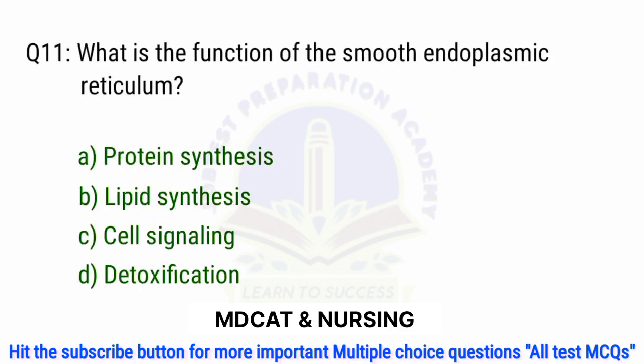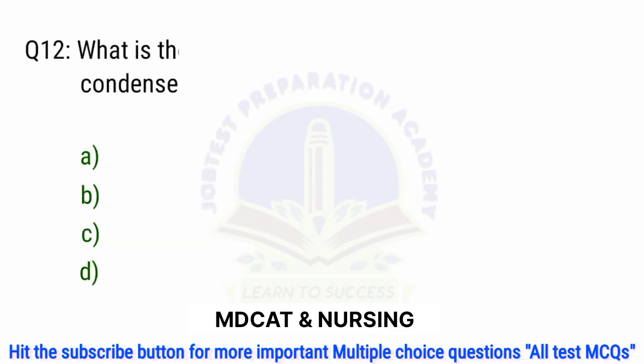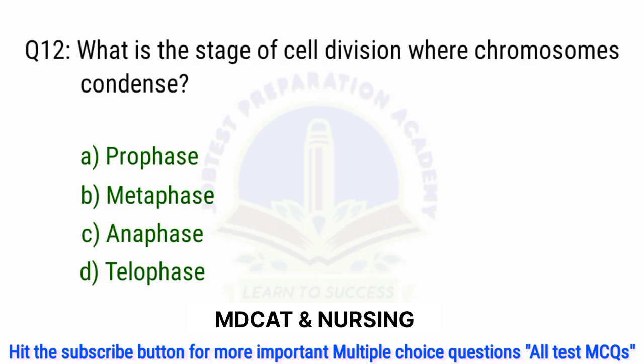Question number 11. What is the function of the smooth endoplasmic reticulum? The right answer is option B, lipid synthesis. Question number 12. What is the stage of cell division where chromosomes condense? The right answer is option A, prophase.